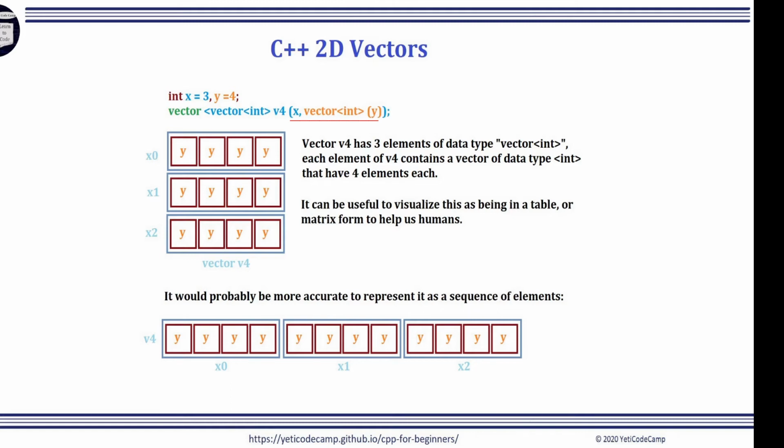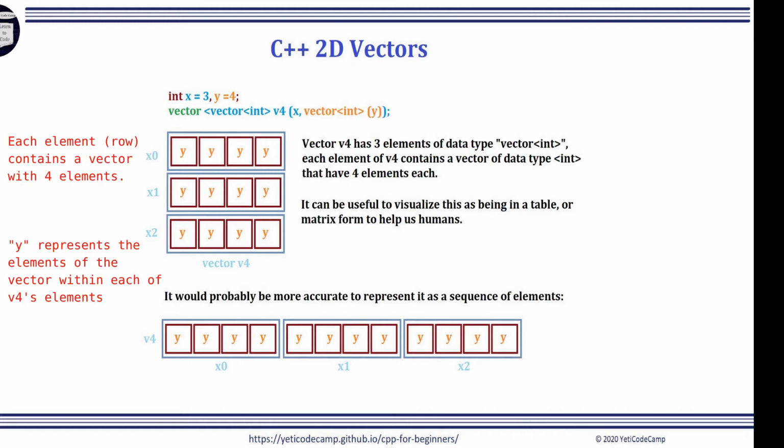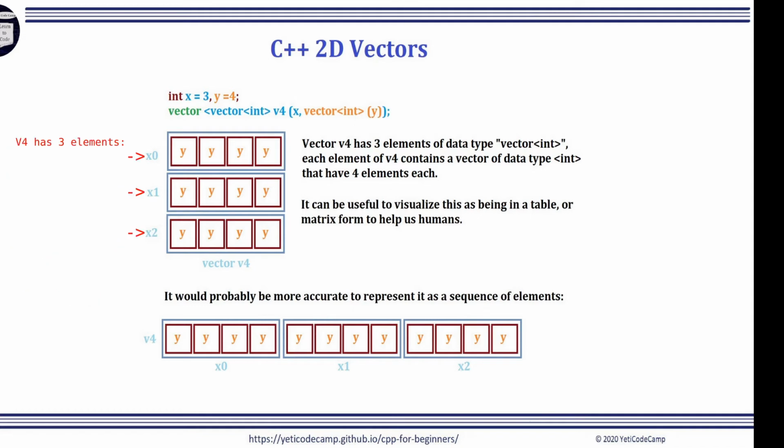The second parameter represents the values we're putting into the vector's elements, which in this case are vectors of data type int with y number of elements. So each of the 3 elements in vector 4 will contain an inner vector with 4 elements each. You can think of vector 4 as containing 3 vectors of 4 elements, so we end up with 12 accessible elements in total. Looking at the square representation of the vector, the whole container is considered vector 4.